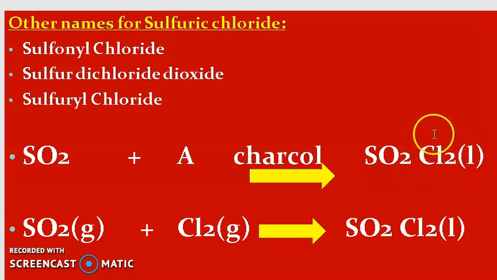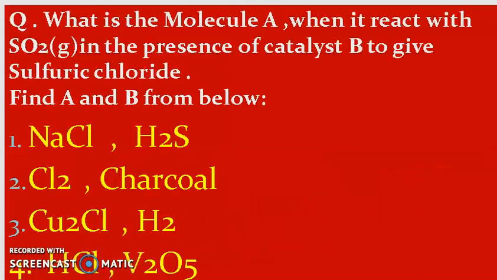Here Cl2 is combined with SO2 to give SO2Cl2, so molecule A may be the Cl2 molecule. If you put gaseous Cl2 with SO2 in the presence of charcoal, you will get the end product SO2Cl2 in the liquid form. This is the final product you get through this reaction. So what is A here? Cl2, and B is charcoal. What is the correct answer from the options? The second option, Cl2 and charcoal, is the correct option for this question. A is Cl2 and B is charcoal as a catalyst.